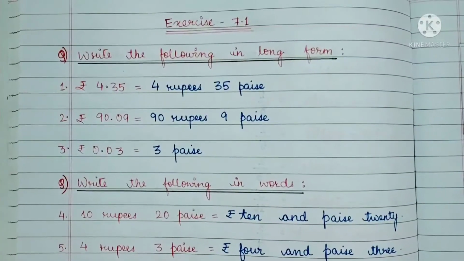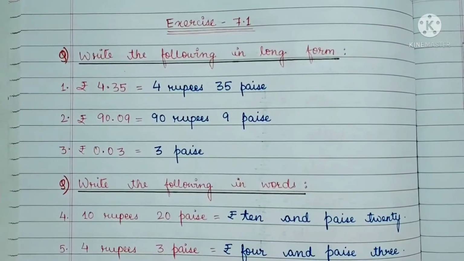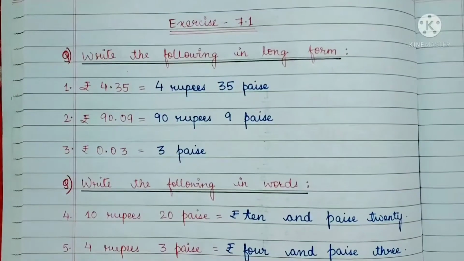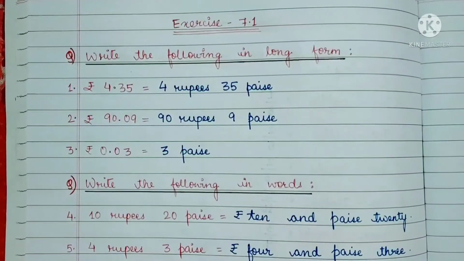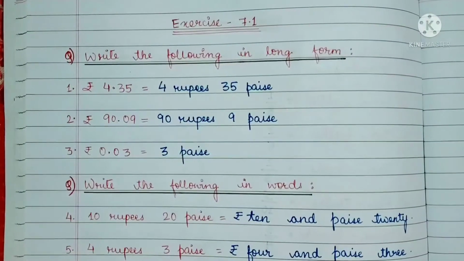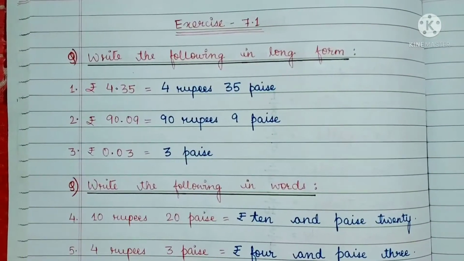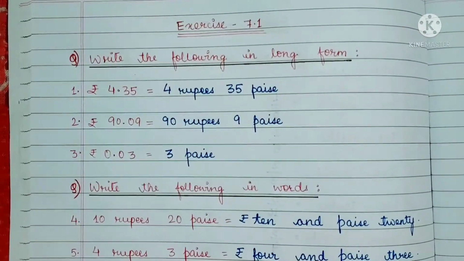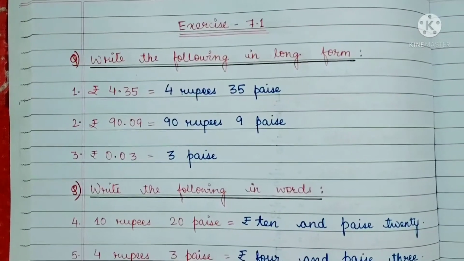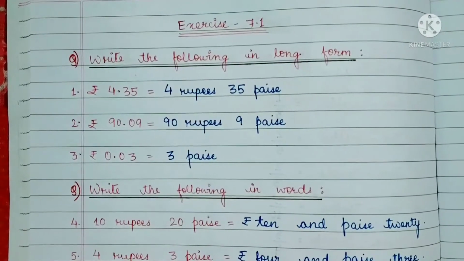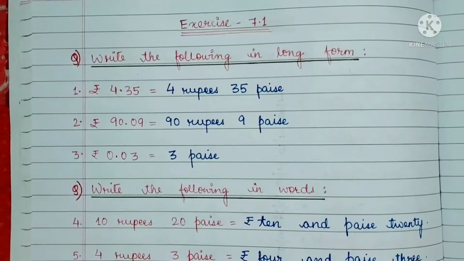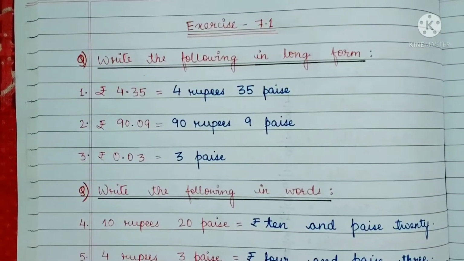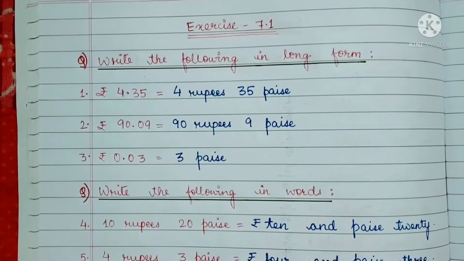Hello dear students, dear children, in this video we will discuss exercise 7.1. Children, in our country money is written using rupees and paise. So let's learn how to write money in long form, in words and in short form. So for this, let's start our exercise 7.1.